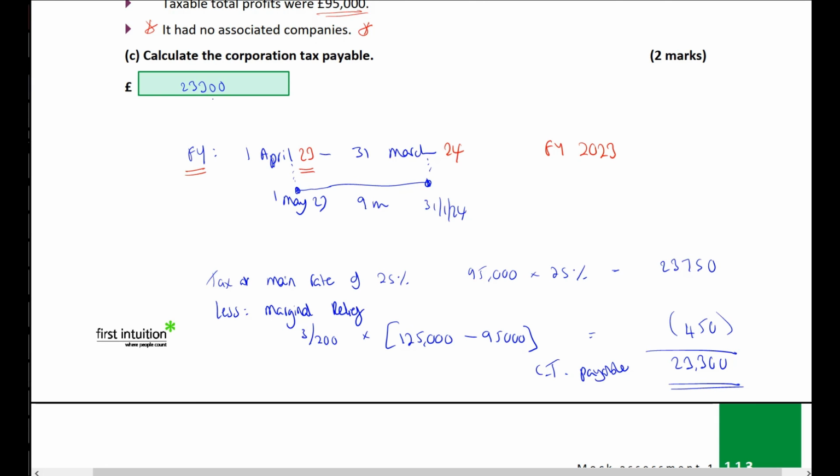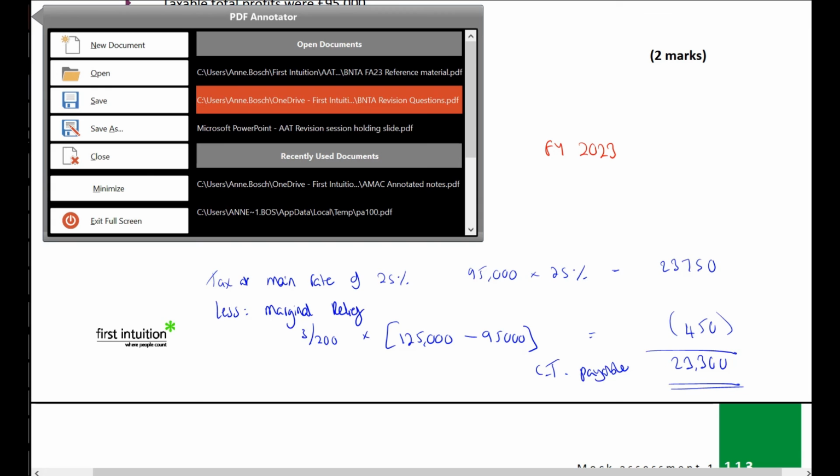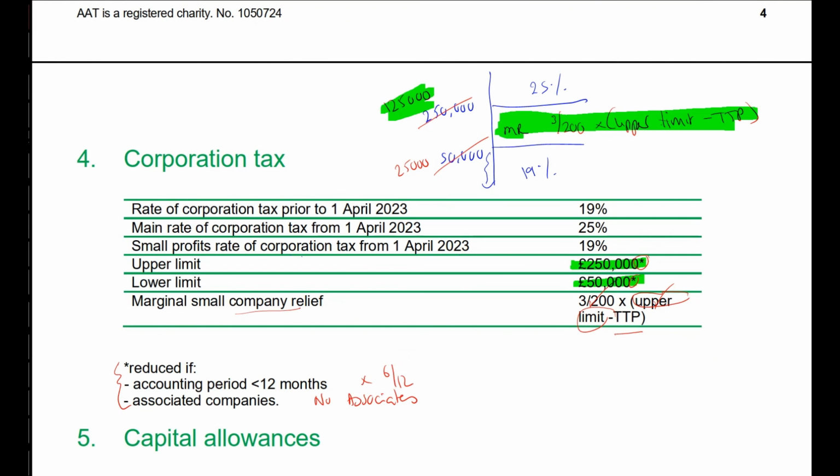If our company had profits above 125,000 in this scenario, then it would all just be taxed at 25%. And if the company had profits of 25,000 or less in this scenario, it's all taxed at 19%. So the marginal rate working is only necessary for profits that fall somewhere in between the two.